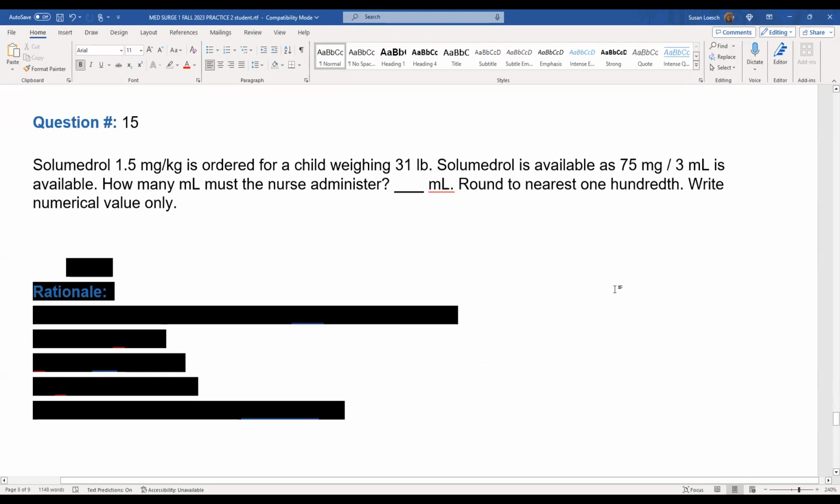Here's a similar one. See if you can solve it. What's the difference here? The weight has to be converted. Okay, and what else is it telling you to do as far as the rules at the end? To round to the nearest hundredth. Okay, so those two things you have to take into consideration when you do the calculation.